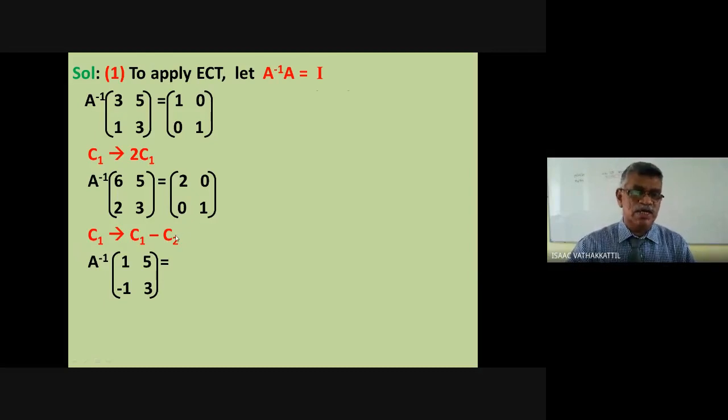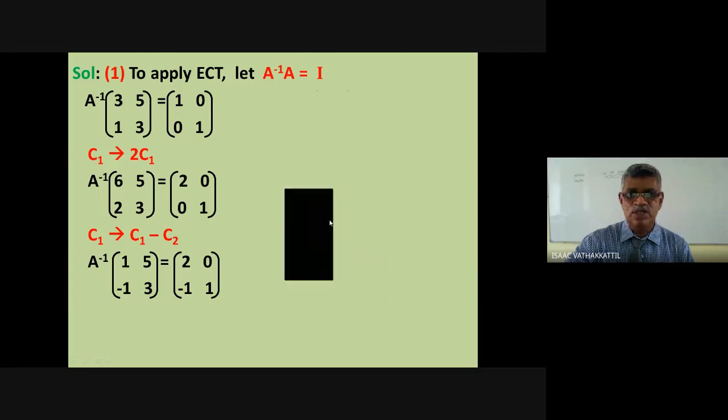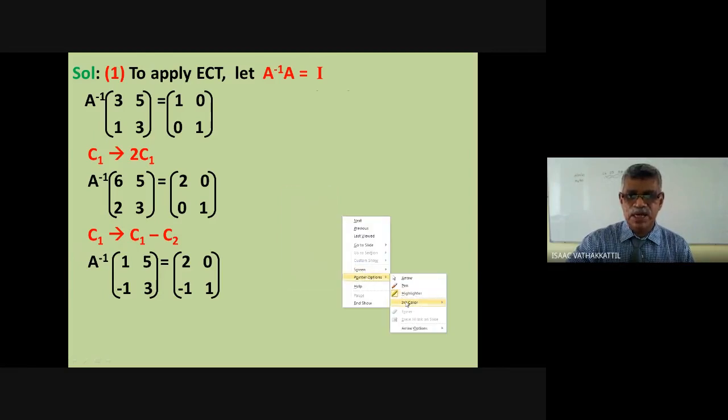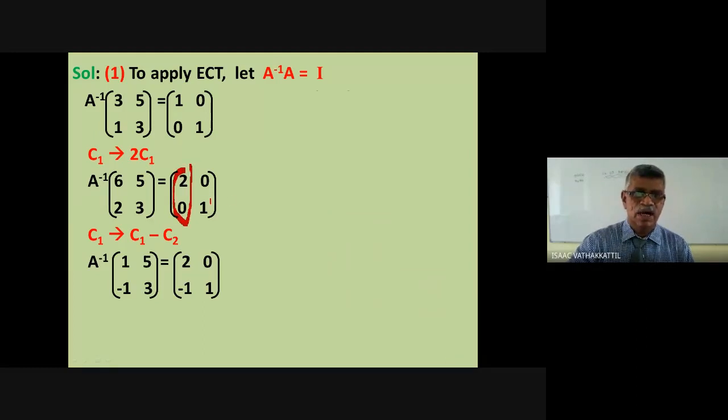C1 changes to C1 minus C2. So 6 minus 5 is 1, 2 minus 3 is minus 1. So the first column is changed, not changing the second column. The same I do with the right side: 2 minus 0 is 2, 0 minus 1 is minus 1. Agree? C1 changes to C1 minus C2 means C2 is subtracted from C1. From C1, I subtract C2. So 2 minus 0, 2, and minus 1 minus 0, minus 1.